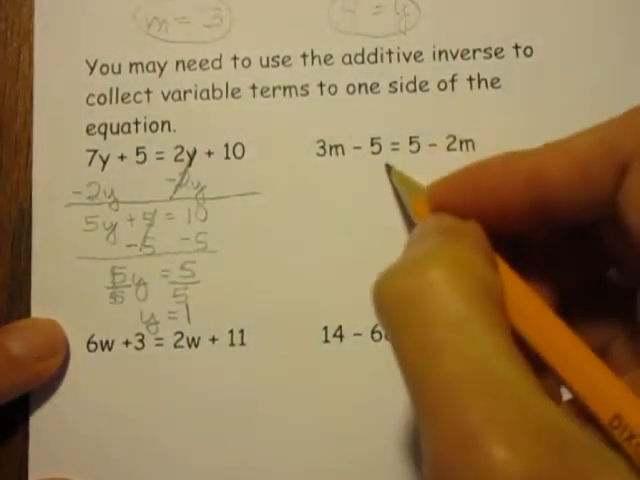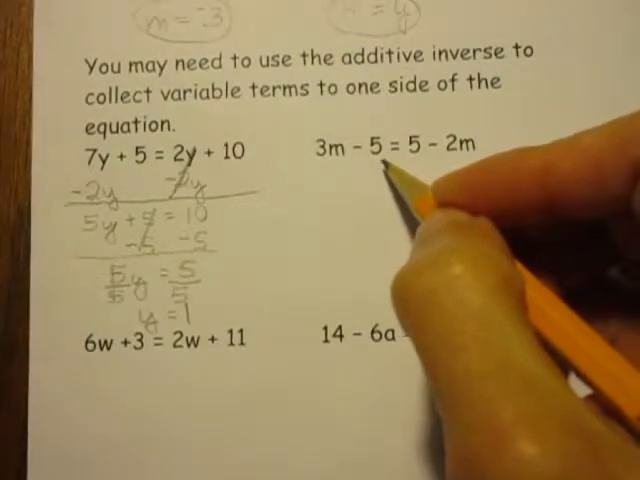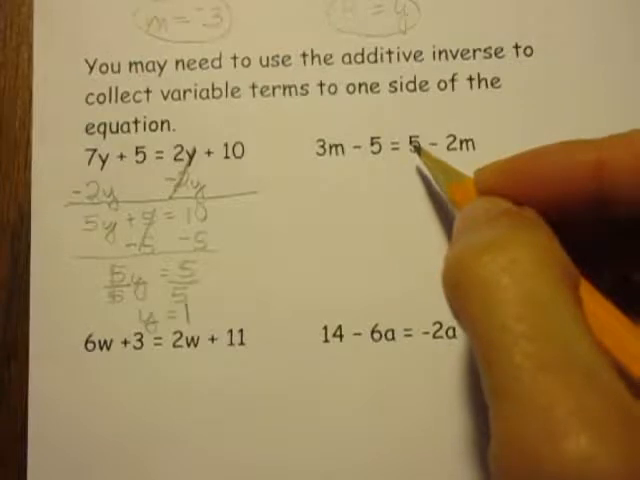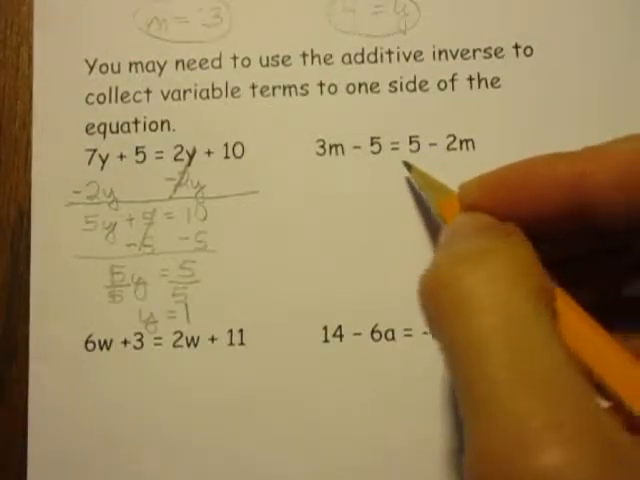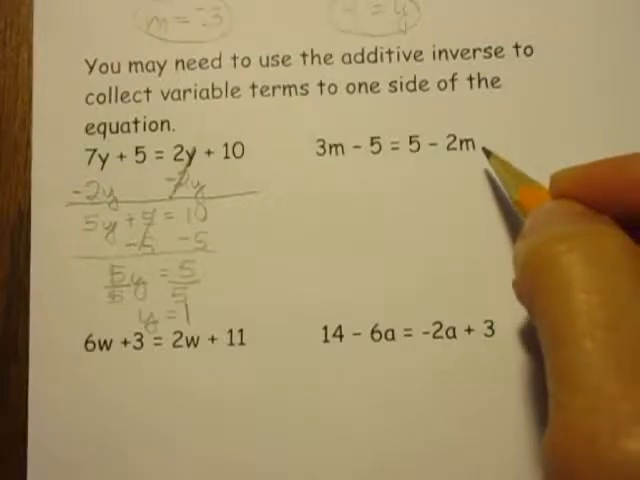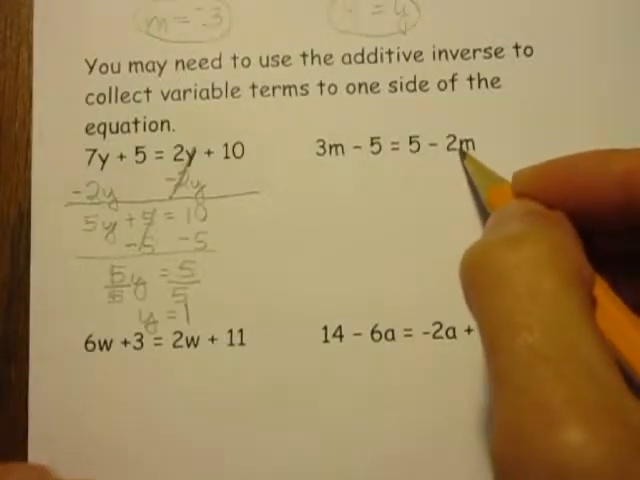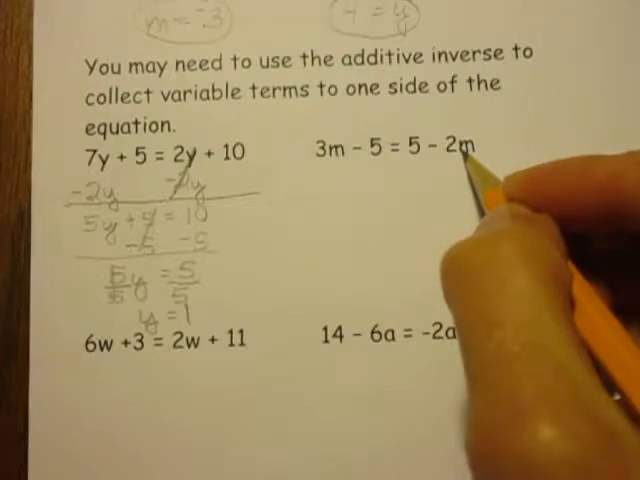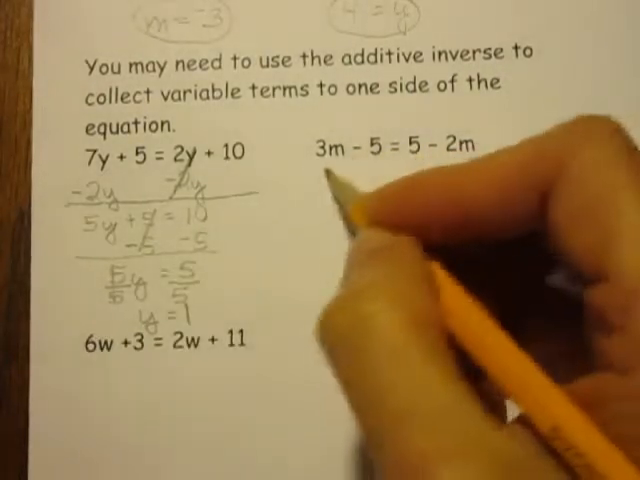Okay, going over to my next problem, I have something similar going on here in that I have two variable terms and two constant terms. We could do a number of things. I usually like to keep my variable term positive, which means if I add 2m to each side, I will keep that variable term positive.